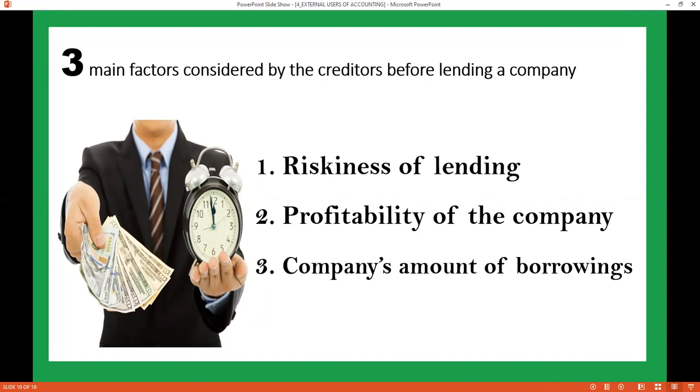The company's amount of borrowings is also important. It is important for the creditors to know the borrowing of the company because this will show if the company can still pay an additional burden if they will loan for additional investment.